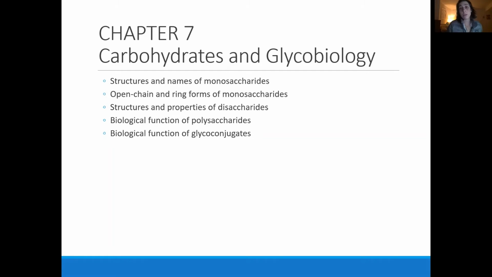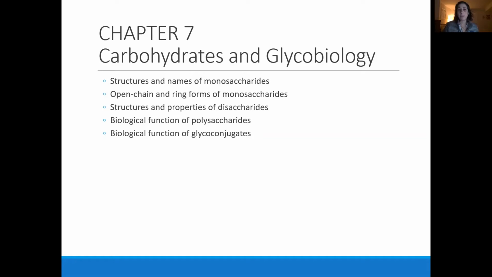So here we're going to introduce the basic building block of the carbohydrate or sugar, structures and naming of those building blocks, just like what we did with amino acids for proteins. I also want you to work on learning naming and structure of the basic units of sugars.